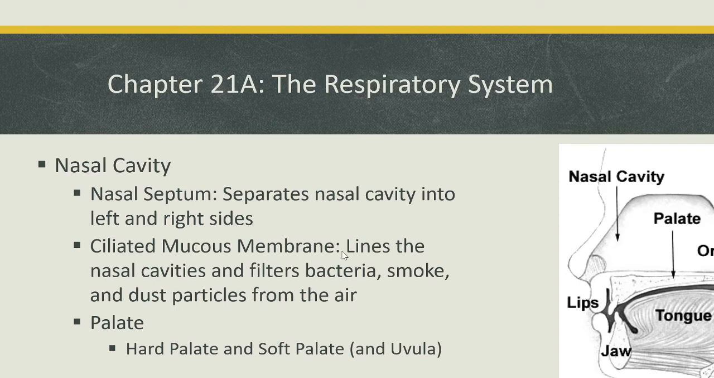And then ciliated mucous membrane. This is just generally talking about what kind of membrane lines the nasal cavities. It says it lines the nasal cavities and filters bacteria, smoke, and dust particles from the air.